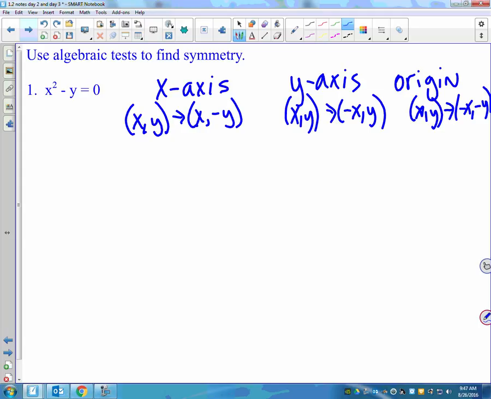So if I was going to check x-axis symmetry, x isn't going to change because x stays the same, but I have to replace y with negative y, so that becomes minus negative y equals 0. Is this equation the same as the original equation? So that means this is not symmetric with the x-axis.